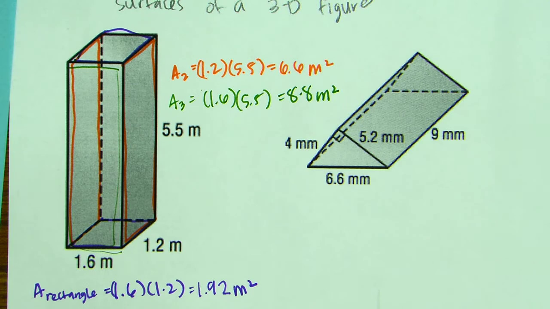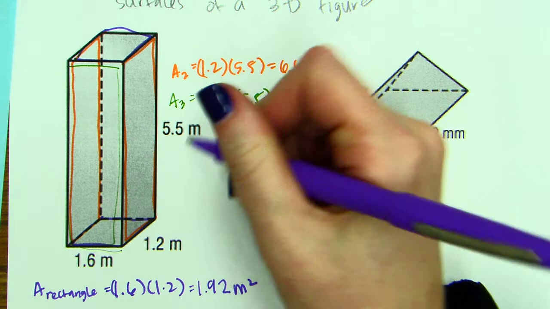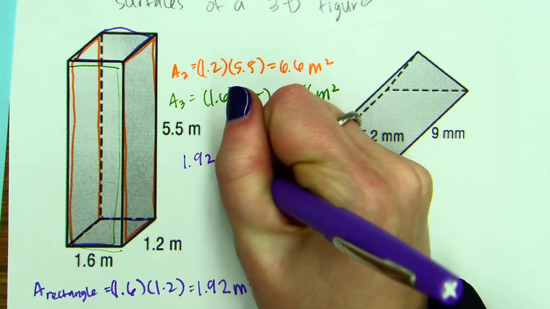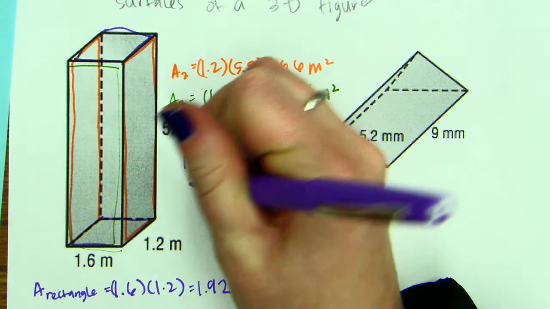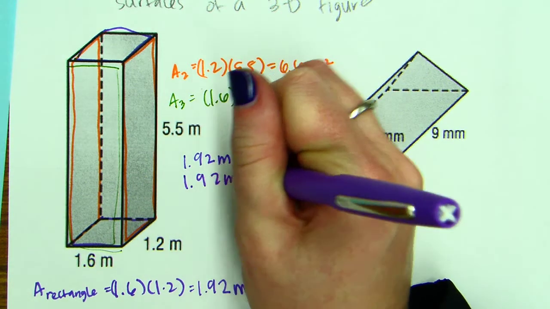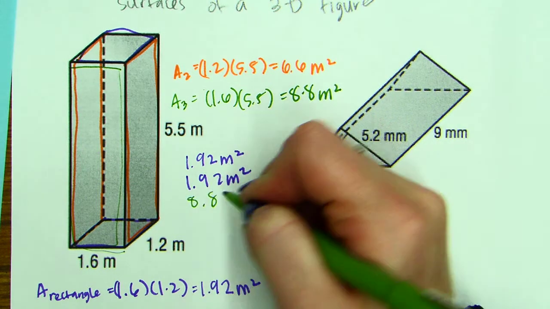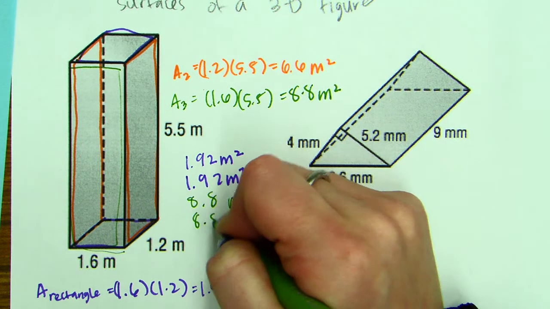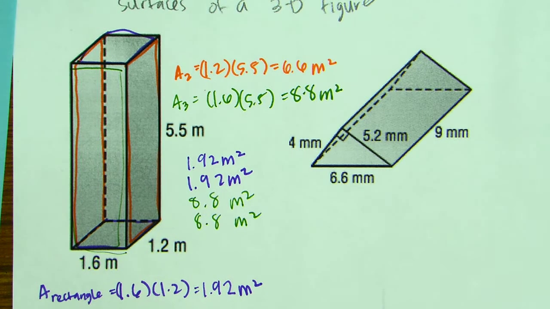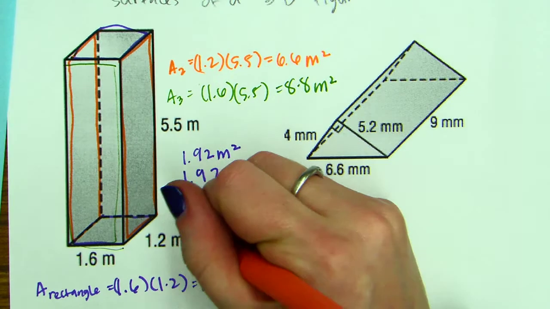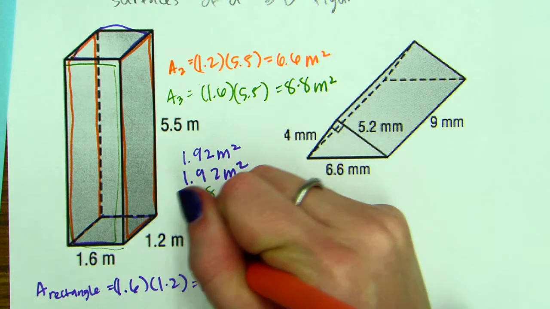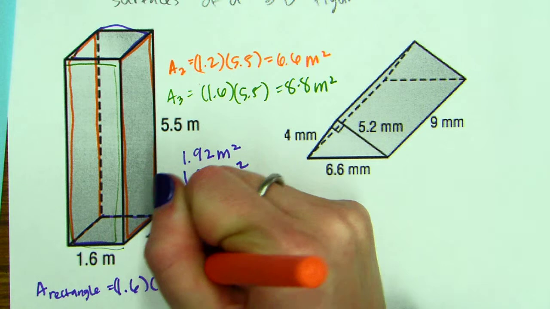So when I'm adding them, I need to be careful because there are two rectangles that are this size, the 1.92 meters squared. So I'm going to add two of those to my list. There are two that are 8.8 meters squared. And there are two that are 6.6 meters squared. And we need to find the sum, so we're going to add them all together.